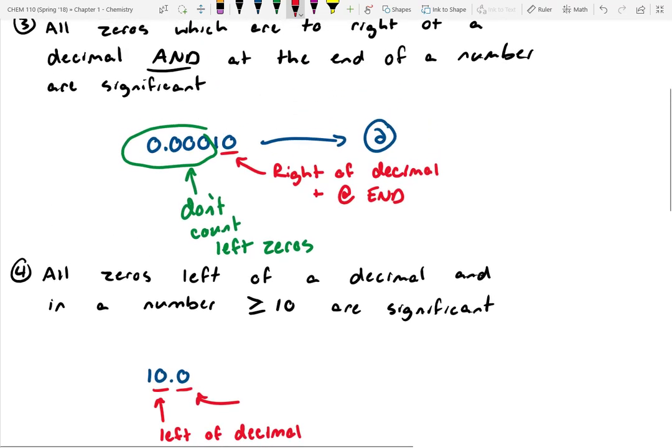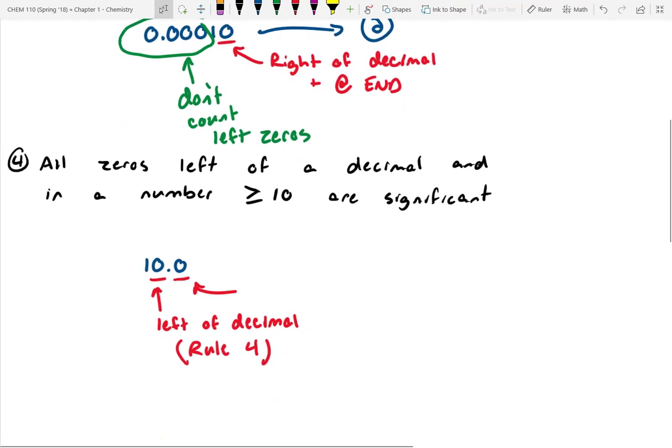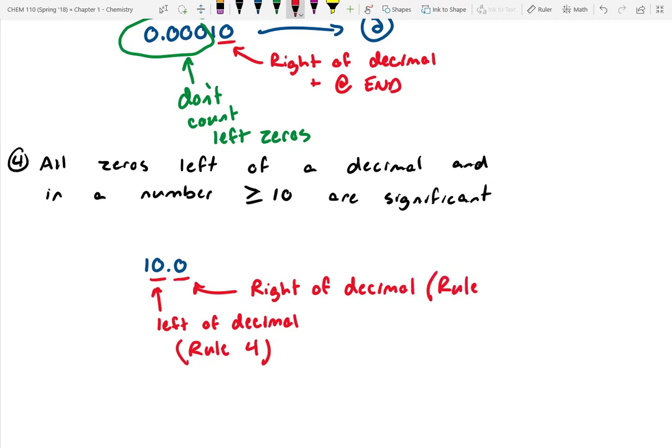Well, let's look back up at rule 3, right? We said all zeros which are to the right of a decimal and at the end of a number are still significant, right? So this one's right of a decimal and at the end of a number. That means this one's also significant. And so I'll just say rule 3. All right, so if we count the number of significant figures for this number, how many will there be? 3. We want to count all the digits here.